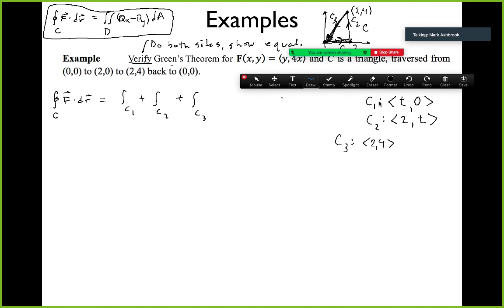Oh, and let's use different symbols here. So instead of t for C2, let's use u. You could use t, it would probably be fine, but let's just use different symbols so we make them distinct. And then we'll use v. We're going to use the starting point plus our parameter times the vector for the whole segment. So what vector is that? -2, -4, and that makes the vector function 2 minus 2v, 4 minus 4v.